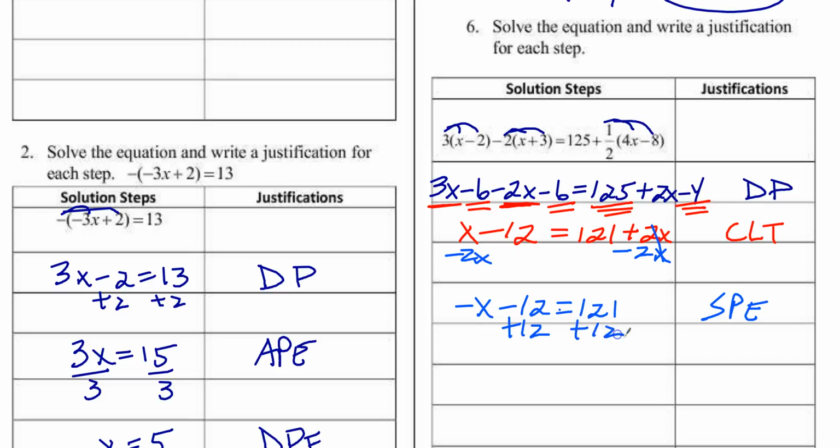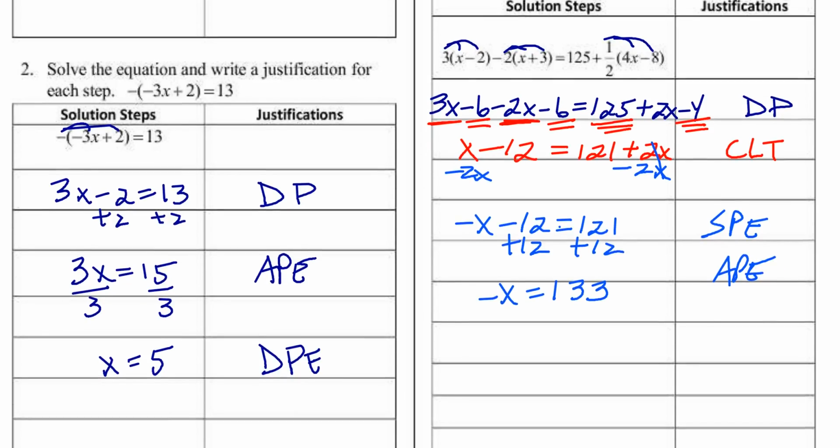Add the 12. So negative x is equal to 133. That was addition property of equality. And then final step, divide by negative 1. X is equal to negative 133, division property of equality.